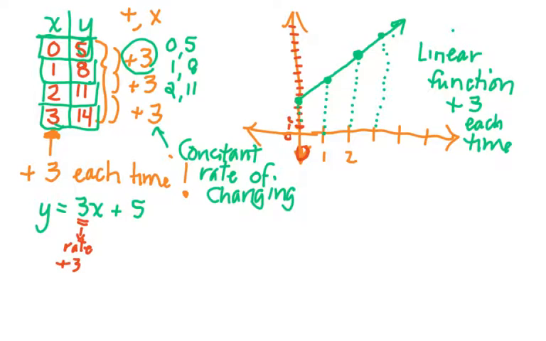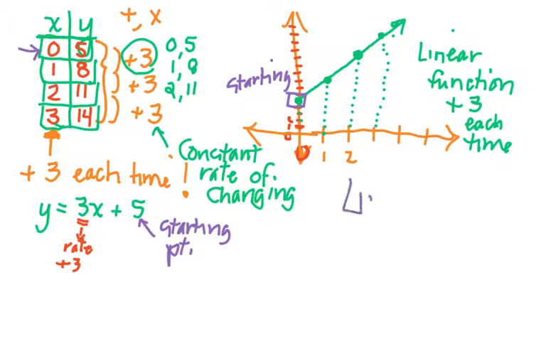And then why did I know to start at 5? Well, right here, just like we've been learning about exponential graphs, this is my starting point. This is where my graph started in this table. Right there, it started at 0, 5. So therefore, this is my starting point. All right, so that is linear work.